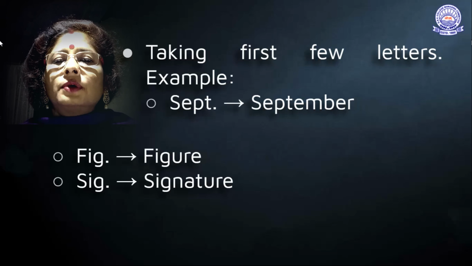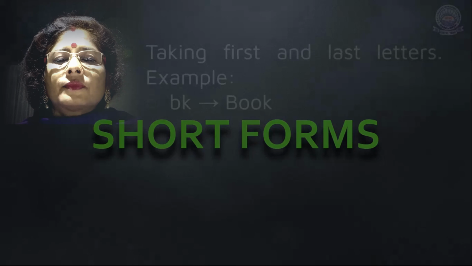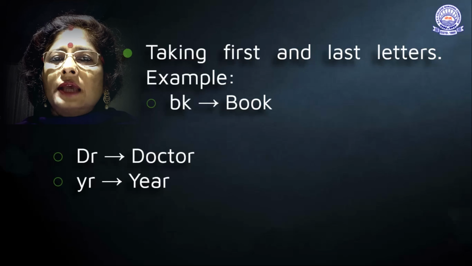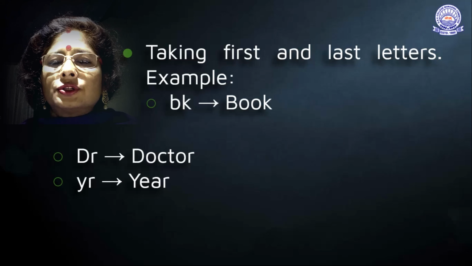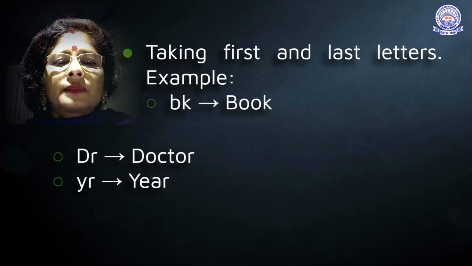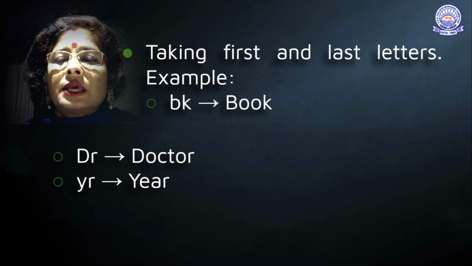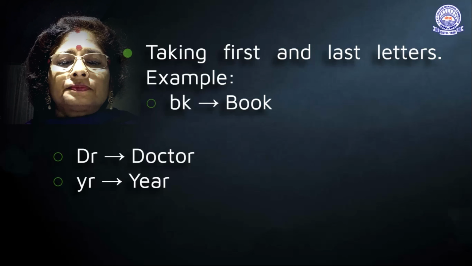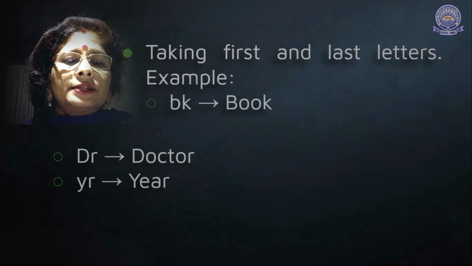Another short form of making abbreviation means taking the first letter and the last letter. Please listen. BK for book, DR for doctor, and YR for year. And other contractions can be written as A/C for account, NA for not applicable, C/O for care of. So in this way we should write the note.